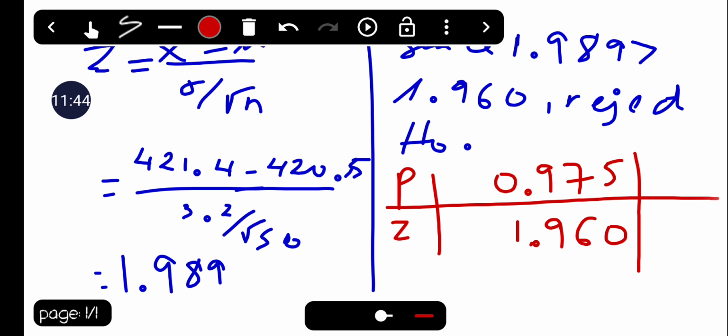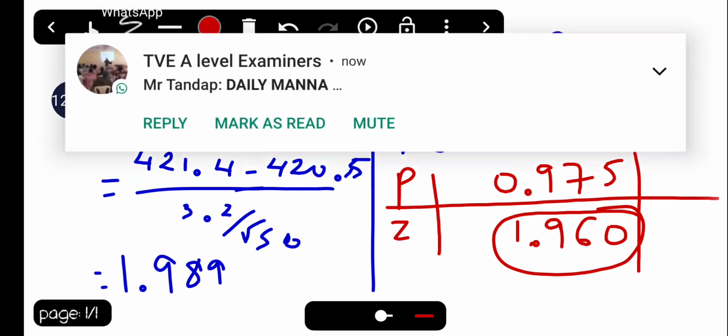You go to your table and check the z value for 0.975. You will see here 0.975. This is the z value that helps us to give the decision, the critical value. So if the z that we calculate is greater than this, we reject. Since it's a two-tail, if it is greater, we reject. If it is below negative 1.96, likewise we will still reject. Okay, let's look at an example of a one-tail test.